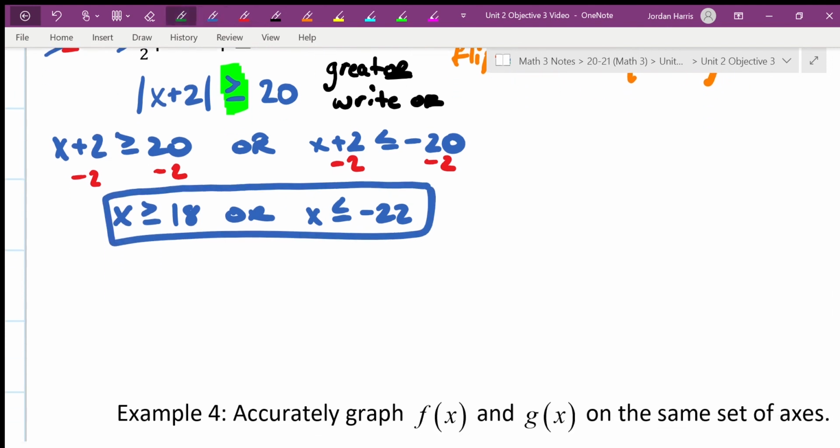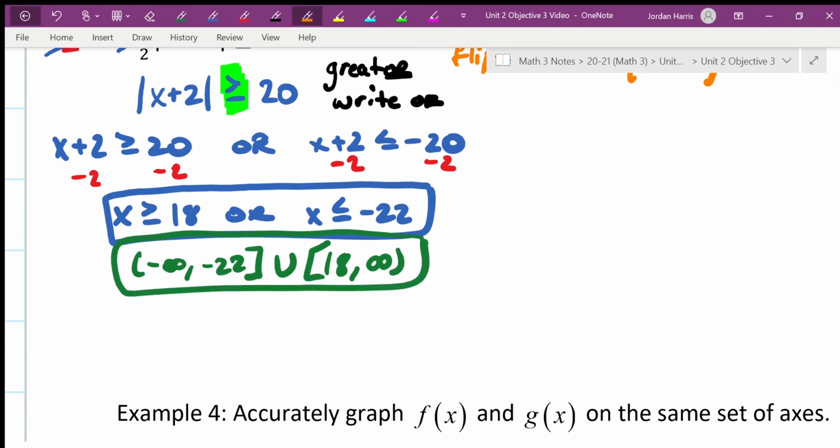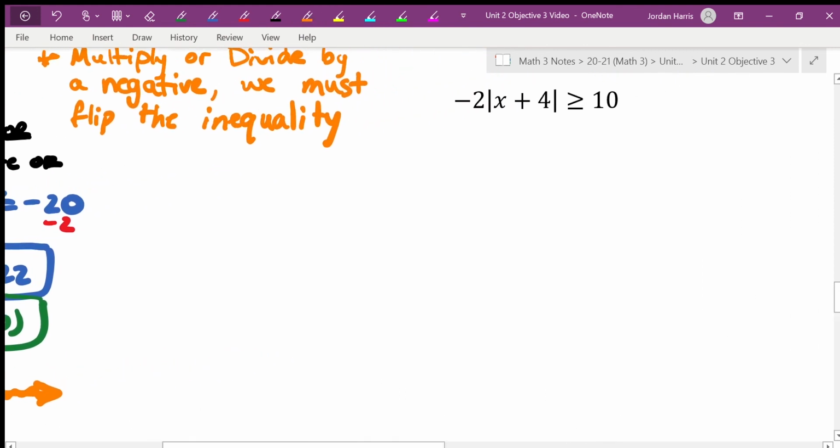Okay. Once again, you could write it in inequality notation. So it's negative infinity to negative 22 included, 18 included to infinity. And graph the solutions. Always the same. So I have negative 22, solid dot because it's included this time, all the way down, 18, included this time, all the way up. All of my greater thans happen to be included. They're not always going to be. Make sure you understand that.